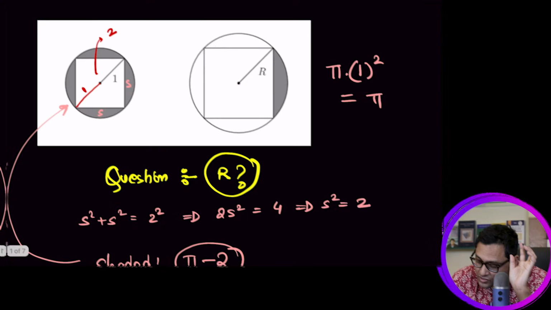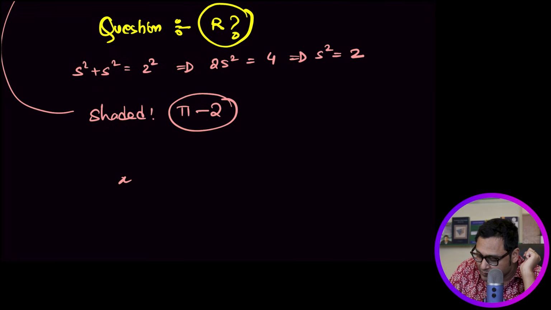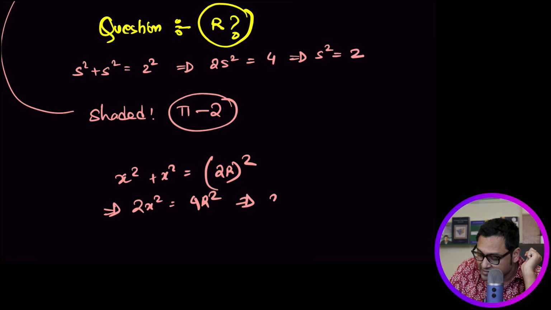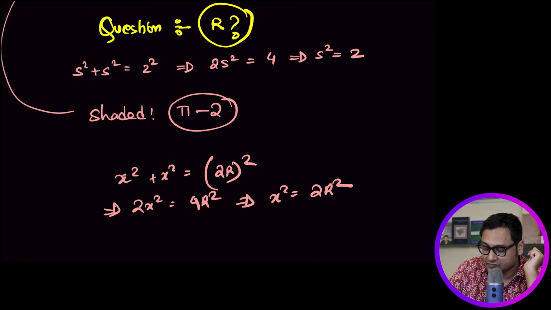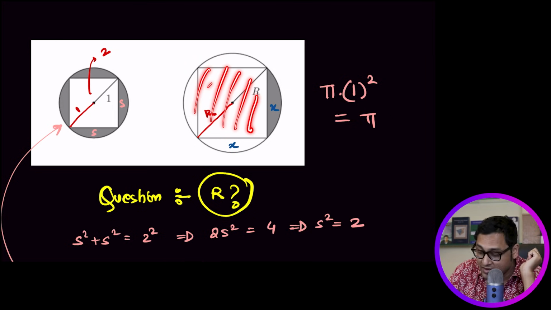We will do the same calculation for the second circle. Okay, so we will join these two. So suppose this is r and let's say this side length is x. So again we can use Pythagoras theorem. We can use x square plus x square equals to 2r whole square, which means twice of x square equal to 4r square, which means x square equal to 2r square. So the area of this particular square is 2r square.